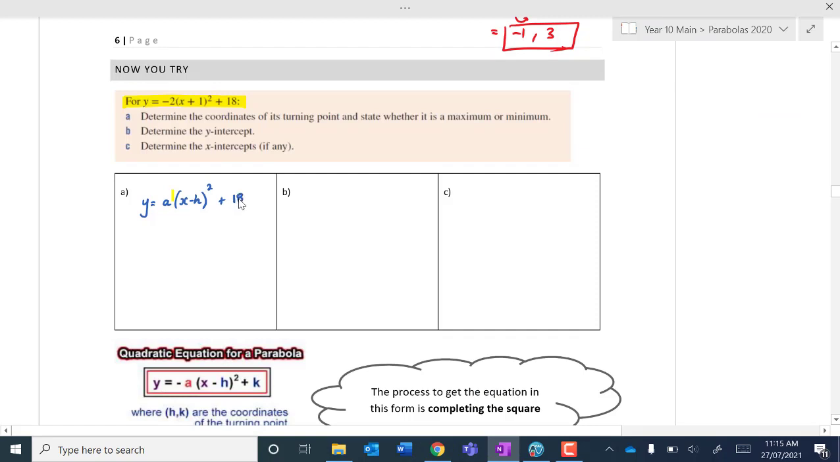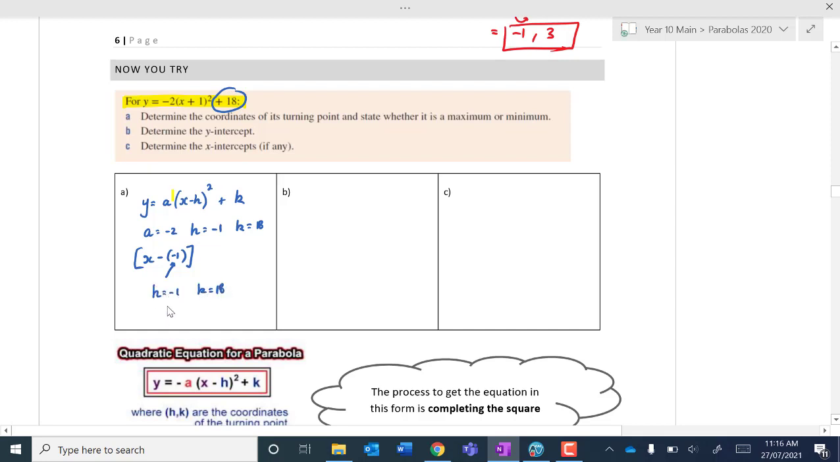If I look at that, hopefully we can see that here a is minus 2. For h, it says x minus h, and that's important. If we've got x plus 1, that's going to be x minus -1, isn't it? So h is actually -1. We'll talk about more of that in a second, and I'll give you another way of recognizing that. And k is this 18, this constant here. So by looking at that, hopefully you can see that h is equal to -1, k is equal to 18.